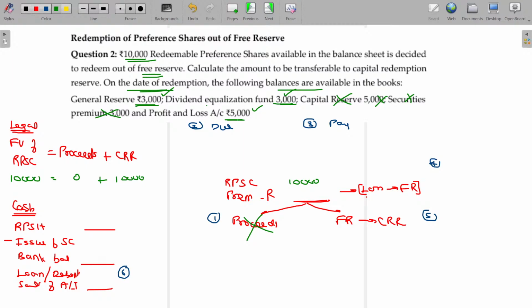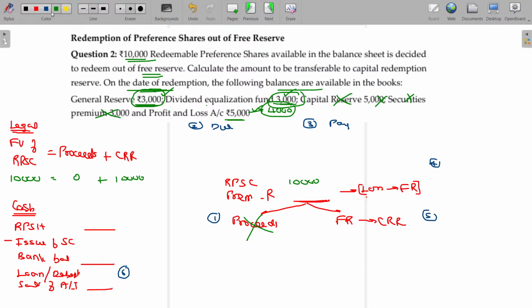How much do I need? 10,000 rupees. I can take the GR fully, and dividend equalization reserve 3,000 fully. 6,000 we have taken now. Still we need another 4,000 rupees. From here we can take another 4,000 rupees. So the profit and loss will have a balance of rupees 1,000 after this also.